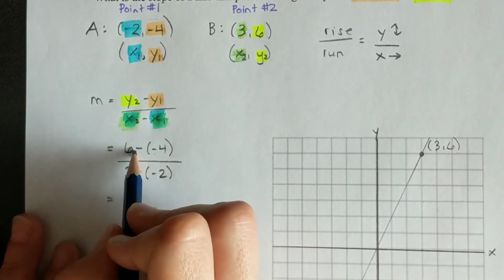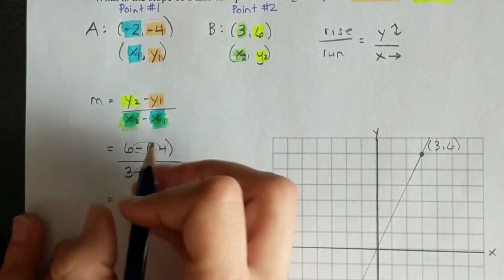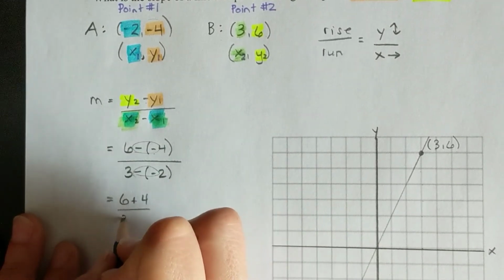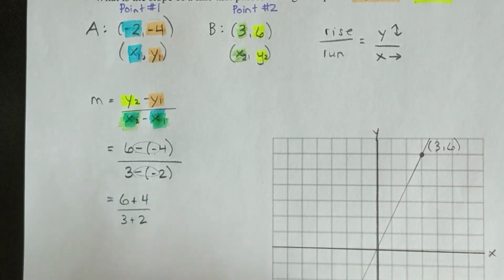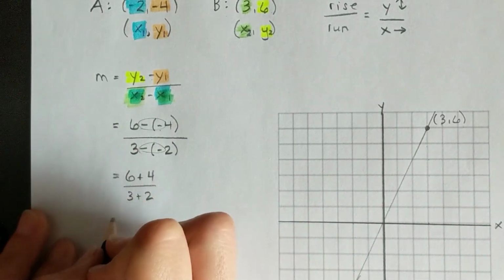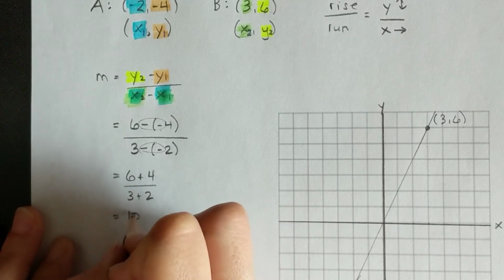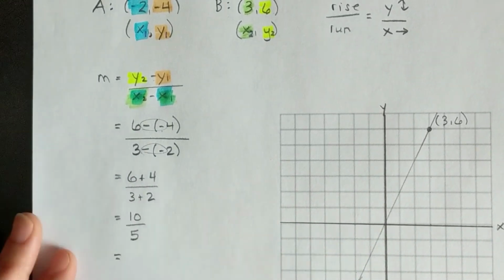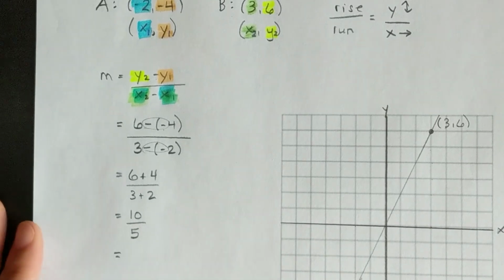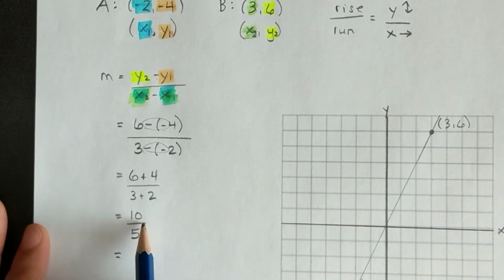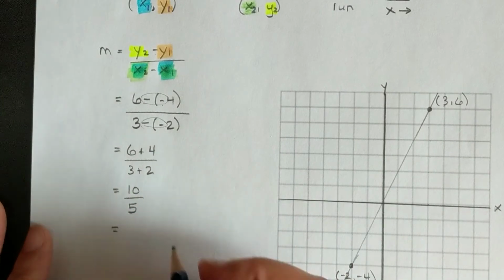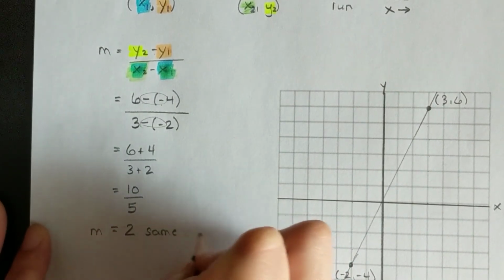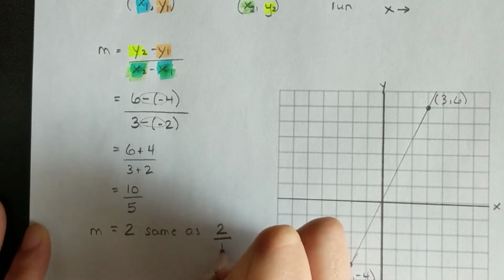And then what you want to do is make sure you don't have any double signs. So what I would do is get rid of those. A negative and a negative is the same as a plus. That makes our math a whole lot easier. And then we go 6 plus 4 is 10. 3 plus 2 is 5. And then from here you want to simplify it down to the smallest fraction. In this case it works out perfectly because 10 divides by 5. So 10 divided by 5 is 2. This is the same as 2 over 1.